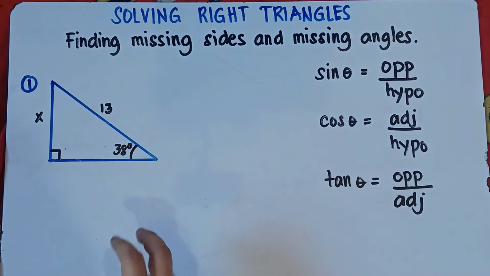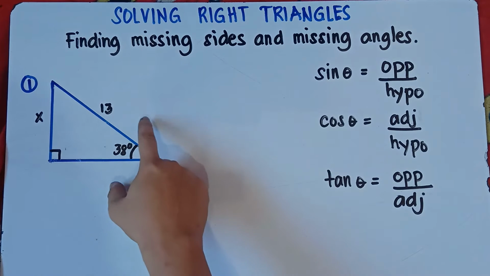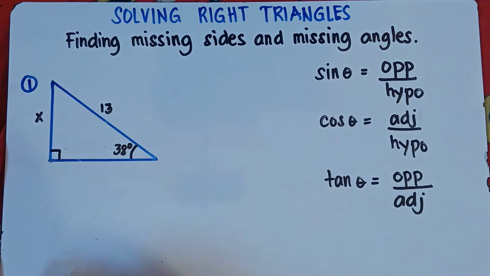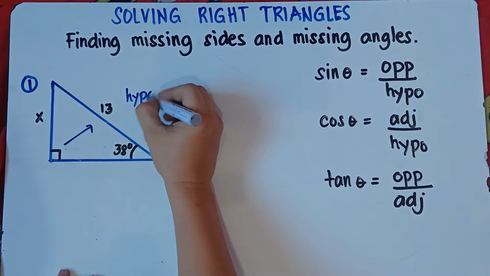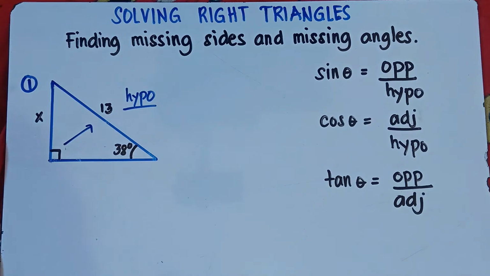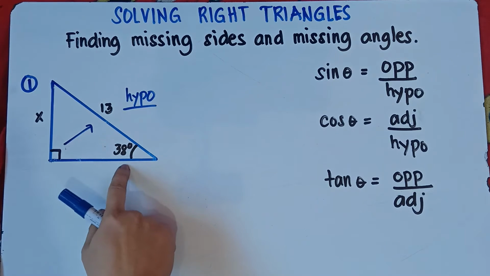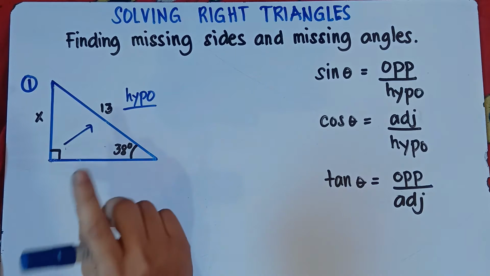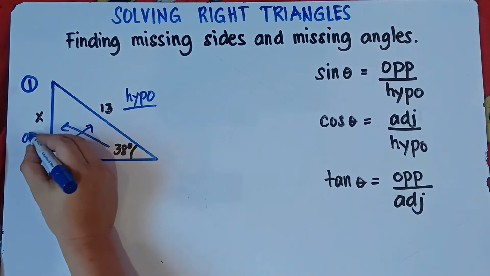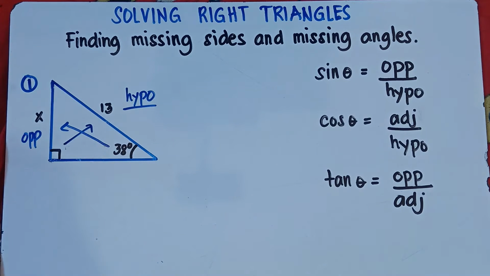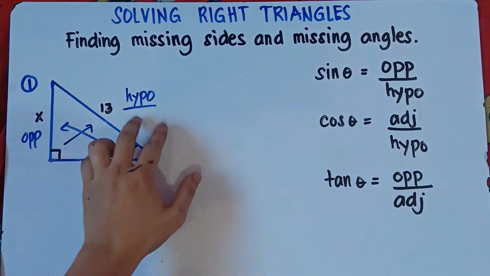Now the first thing that you need to do, class, example number 1, you're told to find the side. You need to check which sides are involved. So this is the unknown side and these are the given sides. Of course, we know that 13 is the hypotenuse, opposite of this angle, 90 degrees, the longest side. Now this x right here is opposite of this angle, 38 degrees. If this is our reference angle, this will be the opposite. So the sides involved are opposite and hypotenuse.